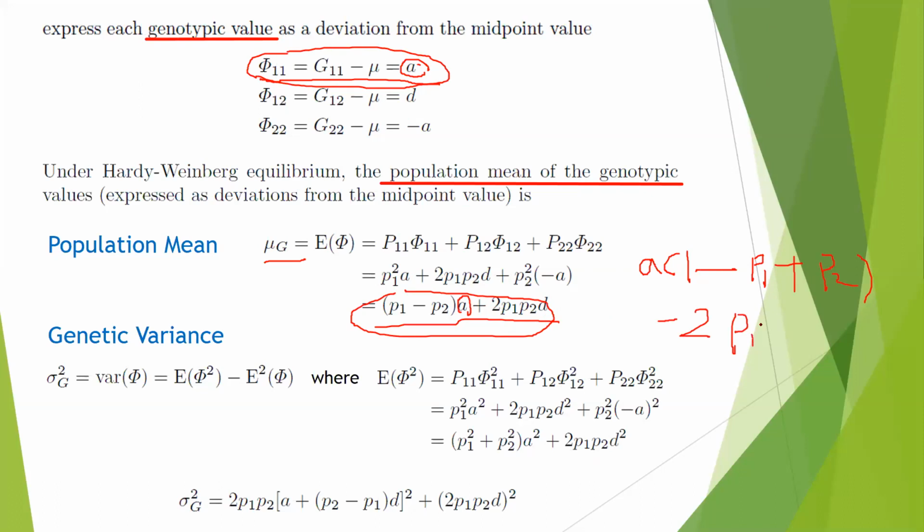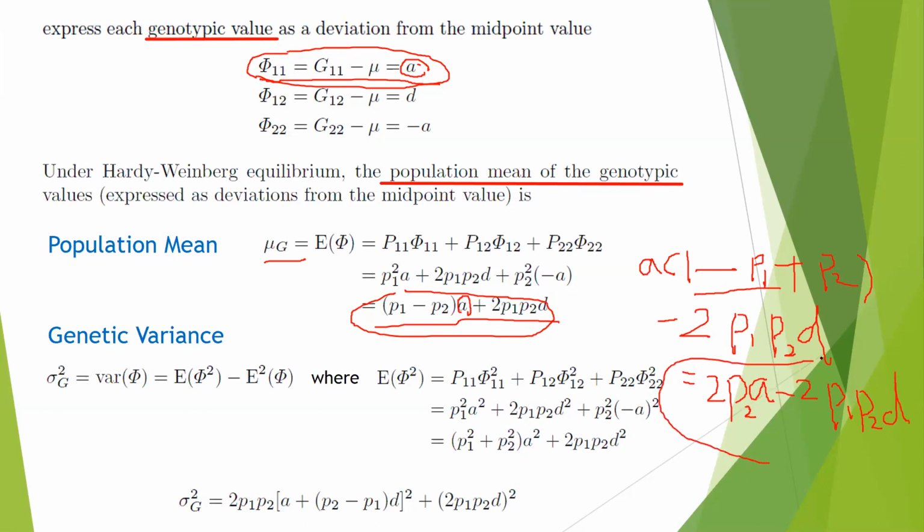Still P1, P2, and D, right? Okay, what is this? This is P2 again, right? 1 minus P1 is P2. So P2 plus P2, this term will become 2P2 A minus 2 P1 P2 D, right? Is that correct?